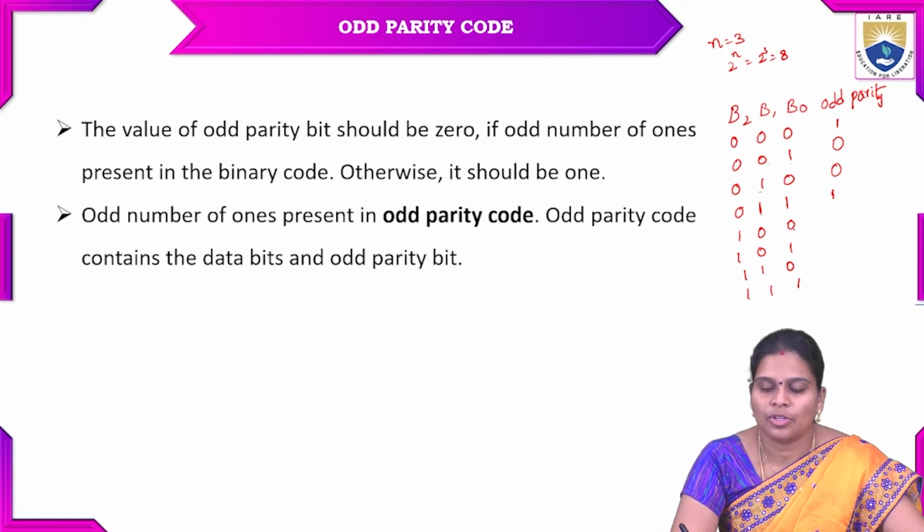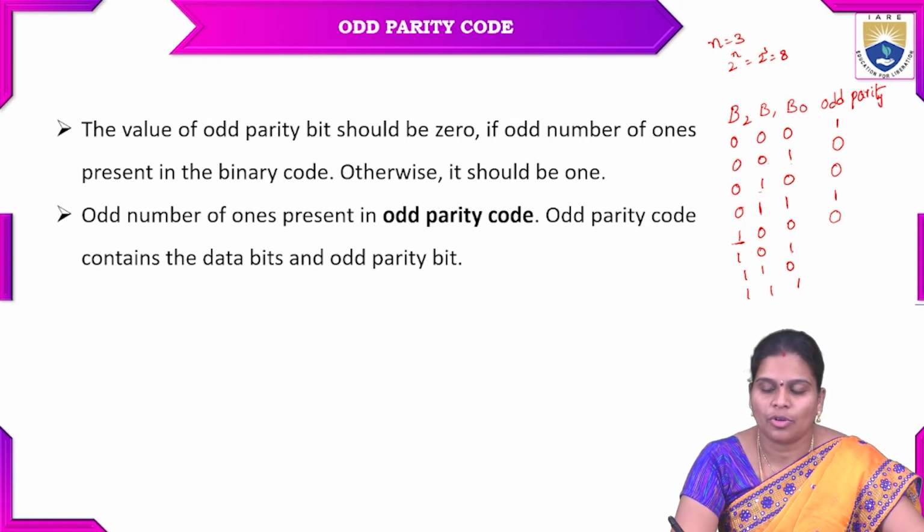Next one, 1, 0, 0. Here a single one is there. In this data, a single one is there, so this satisfies the odd value. So this is the odd parity bit. It satisfies this condition, so the parity bit will be 0.